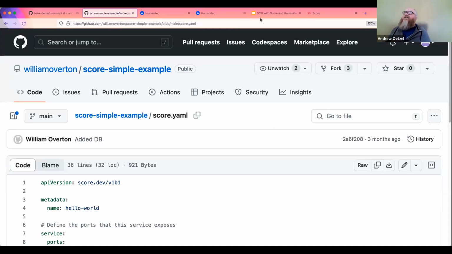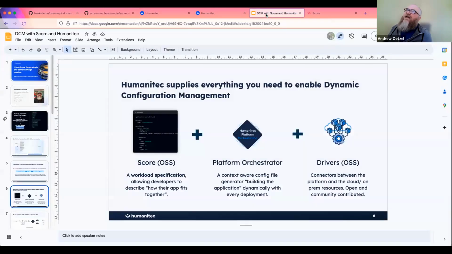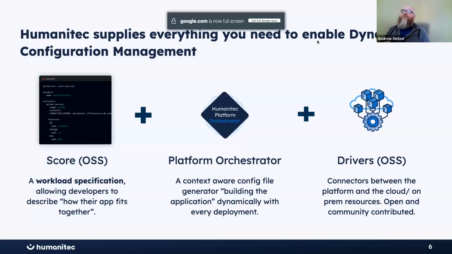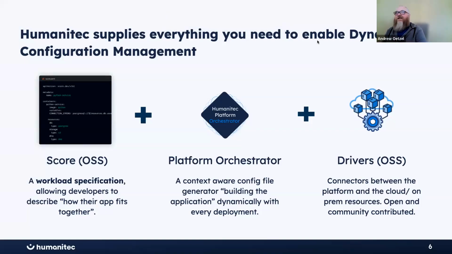So now let me jump back to slides a little bit so I can talk a little bit more about the platform team side of the equation. On the left-hand side, you have Score, platform agnostic. It works with Humanitec. It works with Helm. It works with Docker Compose. There are other forks that are being worked on. There are other platforms that are in the pipeline. So look for Score to be even more platform agnostic going forward.